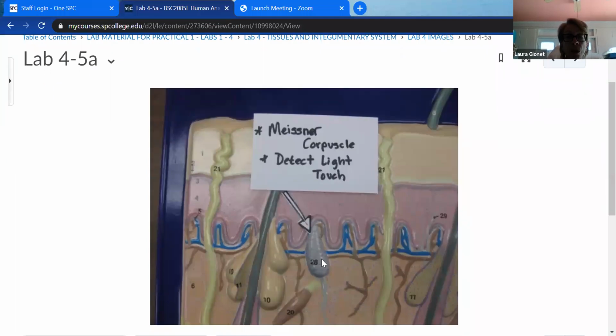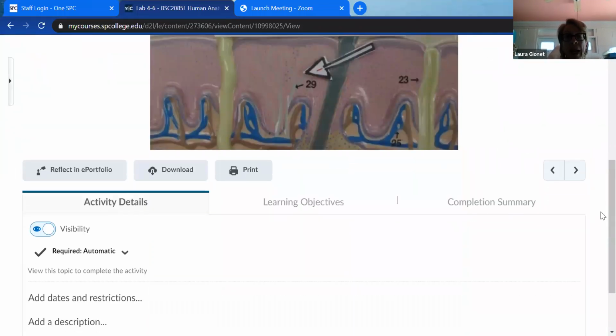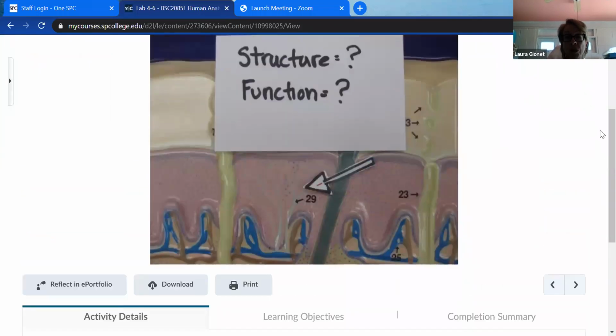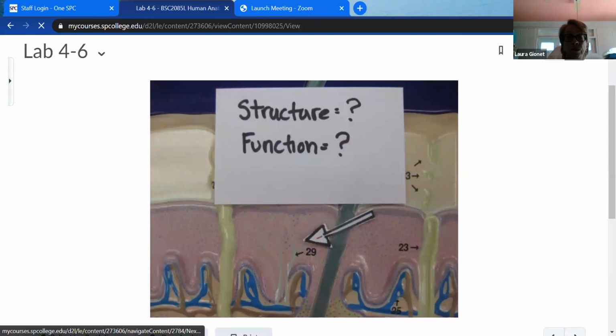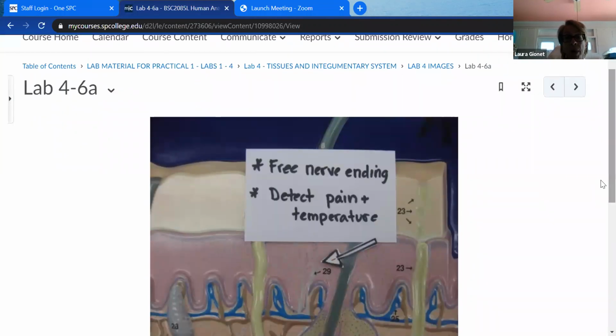All right, so Meissner's corpuscle detects light touch or light pressure. Light touch and light pressure are the same thing. Okay, then we have, let's go to, there we go. Now we're pointing to that tree-like structure. All right, so structure and function. Free nerve ending: detects pain and temperature, a pain and temperature receptor.